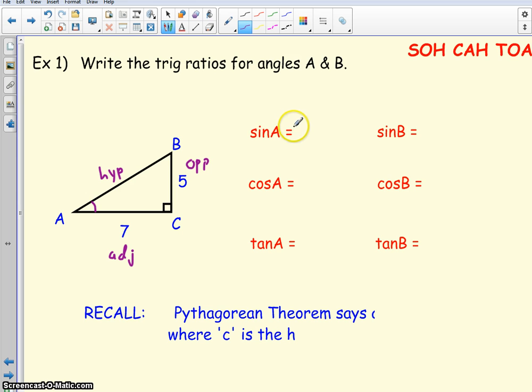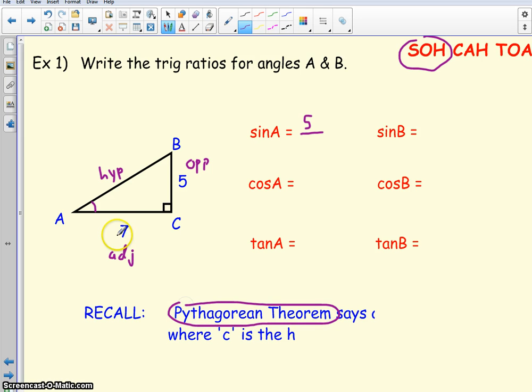Okay, so if I want to write out the ratio for the sine of A, looking up here at my SOHCAHTOA, sine is opposite over hypotenuse. So the side opposite to A has a length of 5, and the hypotenuse has a length of, well, right now we don't know. Can you think about how we could find the length of the hypotenuse right now? There's a chance that thinking back to grade 9 or grade 8, the Pythagorean theorem might jump out at you.